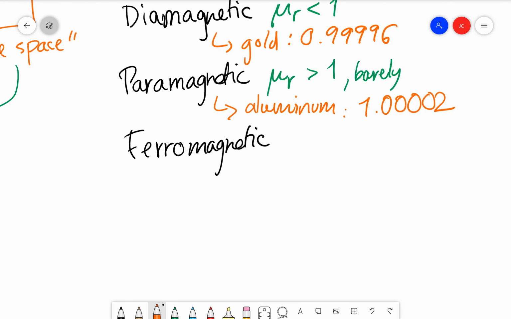And finally, we have the ferromagnetic materials. These are mu r of over 1, but above the paramagnetic, so quite a bit. These are what we would consider magnetic in the normal world because they're magnetized even by the Earth. So an example of this would be iron, which has a massive 5,000 as its mu r, as its relative permeability. So it's 5,000 times more magnetizable than free space.